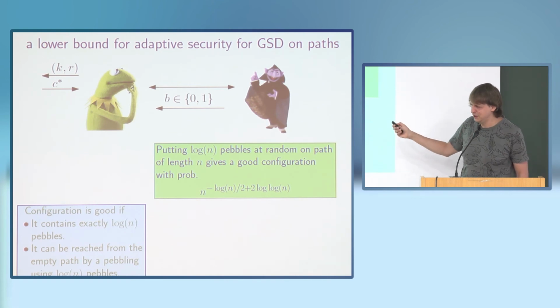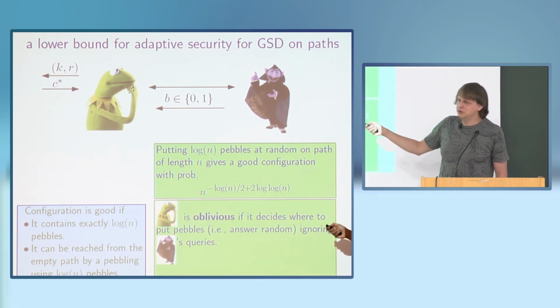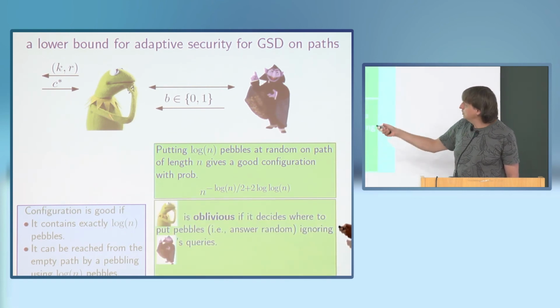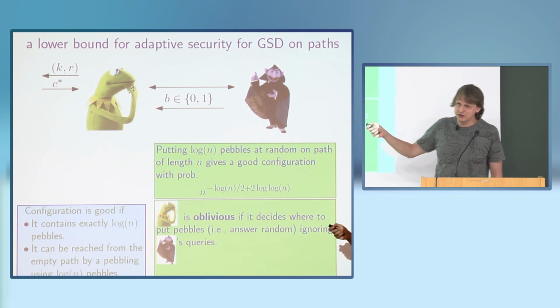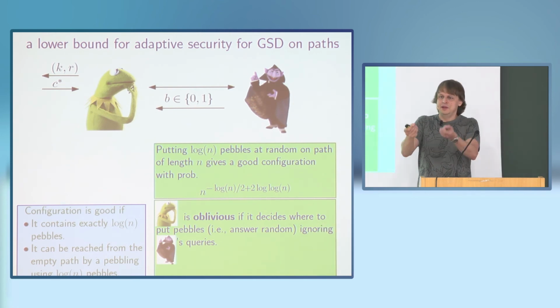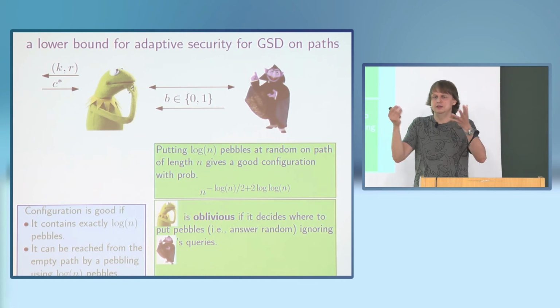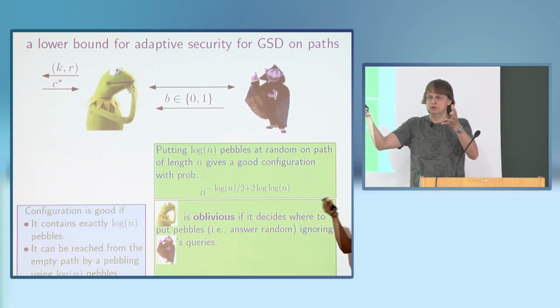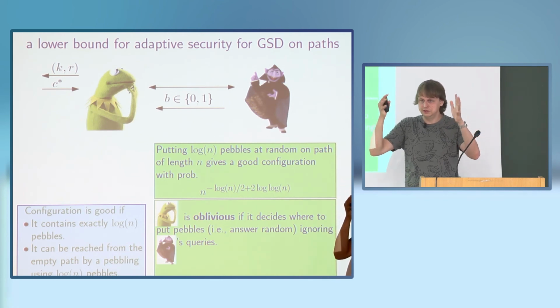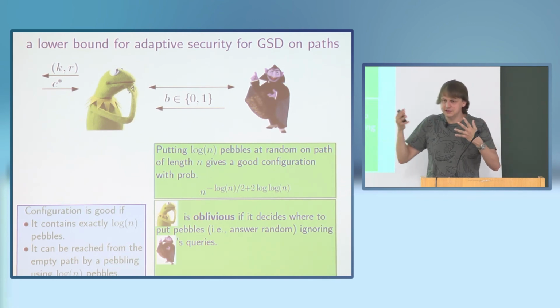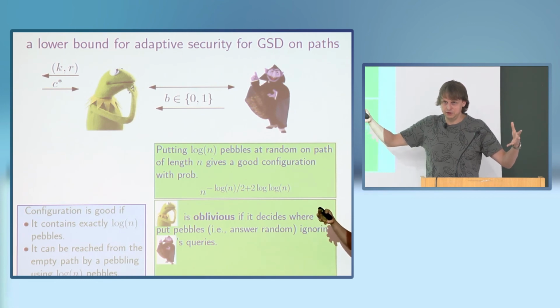But okay, let's look at the restricted type of reductions now, and I will say this reduction is oblivious if it actually randomly places the nodes. What does it mean randomly? It kind of says at the beginning that I will put the pebbles on these keys, or on random keys, or at random queries. It doesn't matter, but it should be the case that at the end of the day it gets a random configuration.